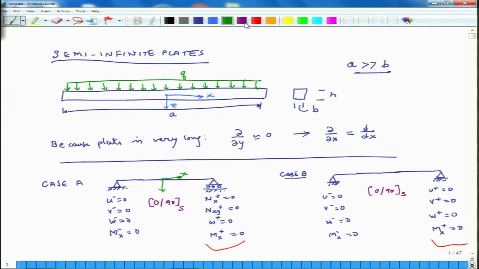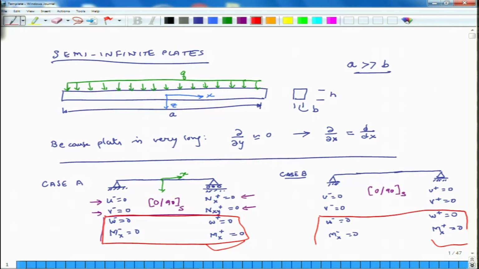Now let us look at these boundary conditions and see what the in plane boundary conditions are. So U is an in plane boundary condition, V is an in plane boundary condition, Nx is an in plane boundary condition, and Nxy is an in plane boundary condition. What are the out of plane boundary conditions? These two are out of plane boundary conditions. So in case B and case A, I have put the out of plane boundary conditions in a red box.